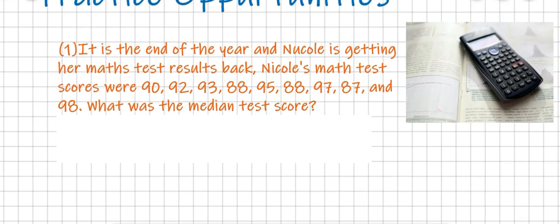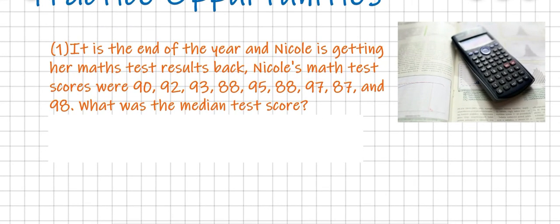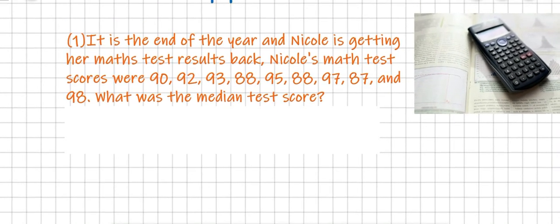So question 1. It is the end of the year and Nicole is getting her maths test results back. Nicole's maths test scores were 90, 92, 93, 88, 95, 88, 97, 87, and 98. What's the median test score?